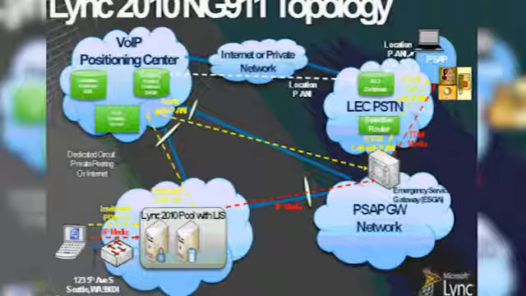So it's a much more advanced model. It allows centralized services to find the location of the user, but obviously the user must provide location through this list service within the enterprise, and that's what Lync does.